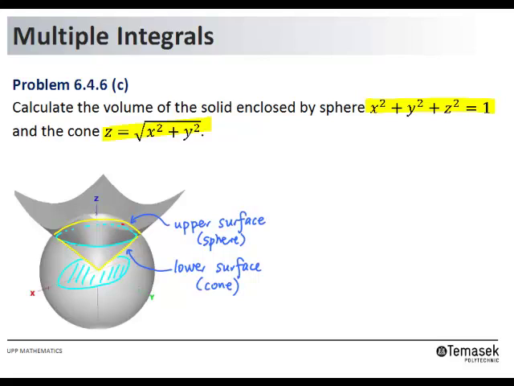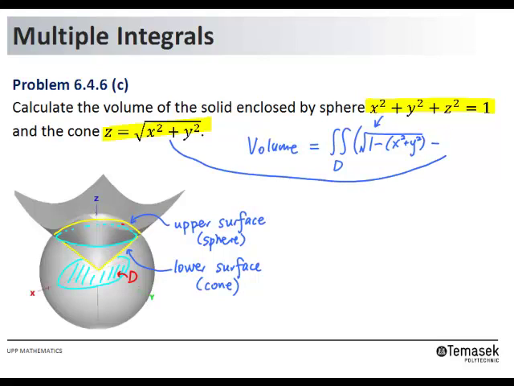Let's call this D. So the volume of the solid enclosed is a double integral over the region D, taking the z expression of the upper surface, which is a sphere, or square root of 1 minus brackets x squared plus y squared, minus the cone, which is square root of x squared plus y squared, dA.